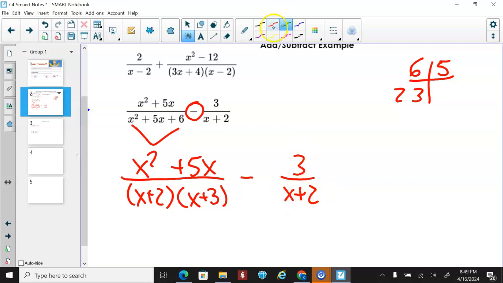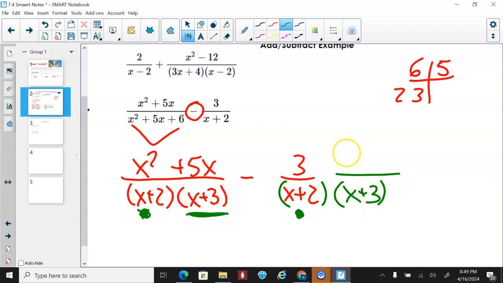Now again, I got 2 things in here. One of them is the same as the one on the right. This one only has one bottom. So that means I am missing something. What am I missing? I'm missing x plus 3. Whatever I do to the bottom, I got to do to the top. Okay?